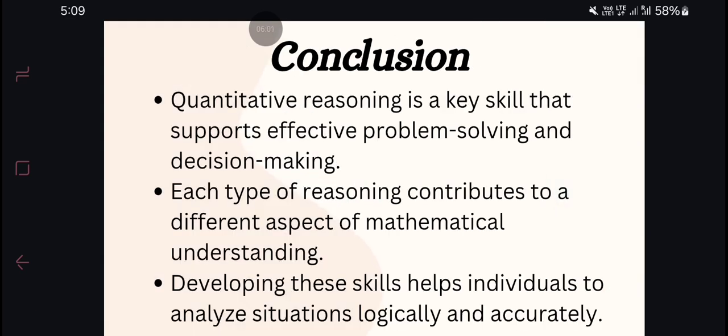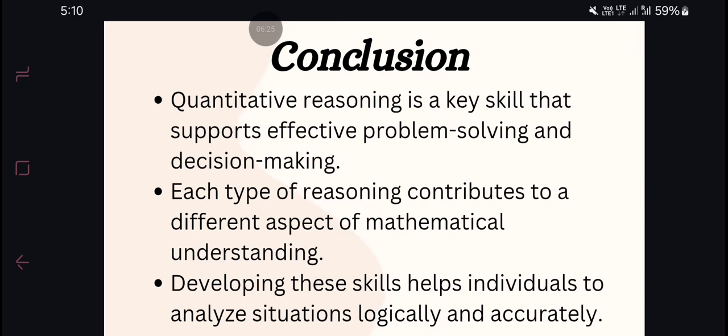So next, the application of quantitative reasoning in real life. It is used in banking, to calculate interest and manage money. In business, it helps analyze profit and loss. In science, it is used to interpret experimental data.